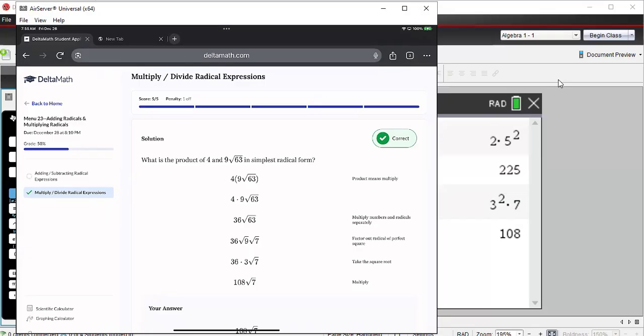I hope this has been helpful. This one's a little trickier than the adding and subtracting, but the key is, again, you still have to be able to simplify the radical. I'm going to stop and I'm going to post this.